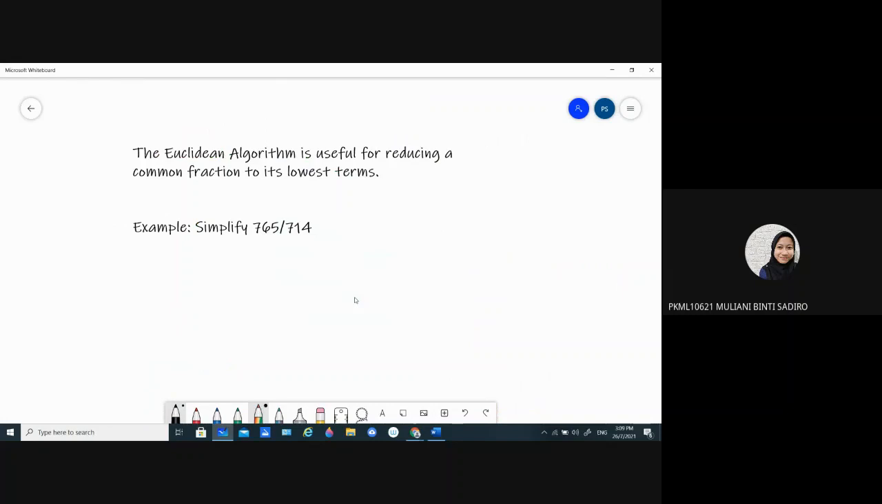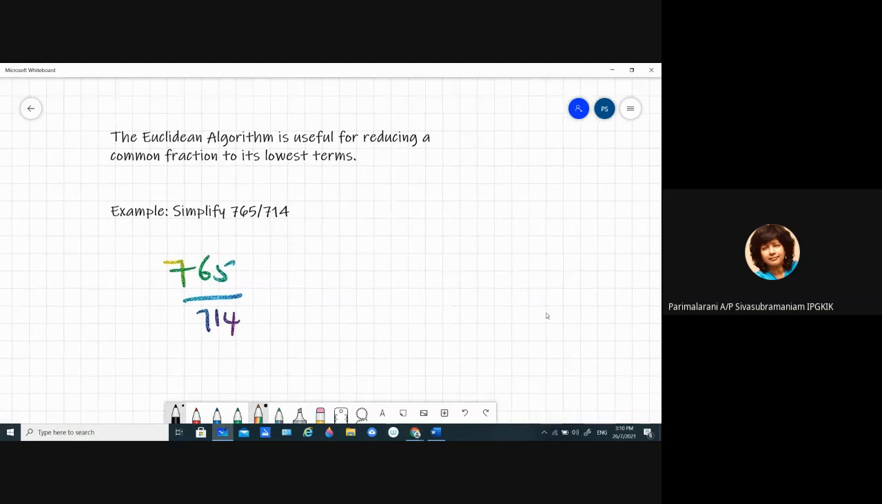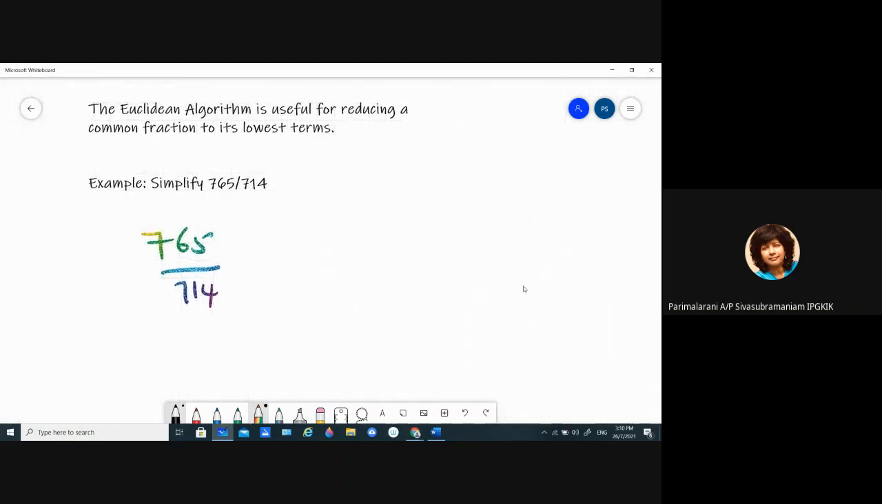Okay. So one use for the Euclidean algorithm is that it's very useful for reducing a common fraction to its lowest terms. See, you're given this number here, and say you did some calculation and you arrived at this number, and they asked you to give the answer in the lowest term or simplest form. Now you want to divide this, but you don't know how to reduce it. So the best thing is you can use GCD. Find the GCD for these two numbers.